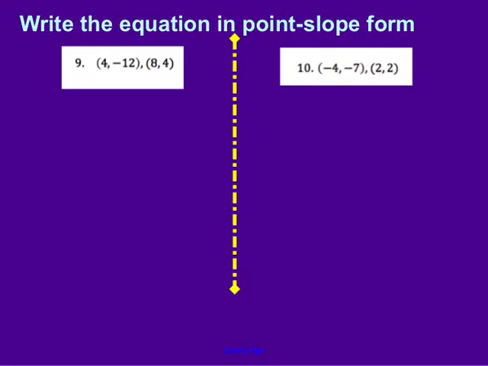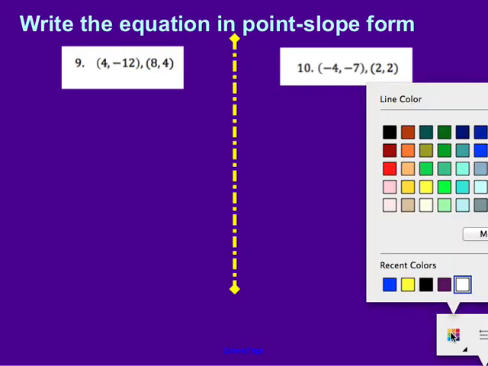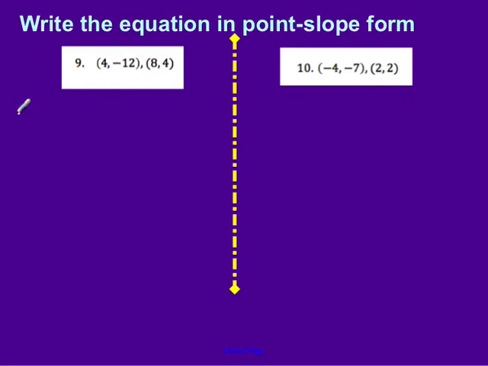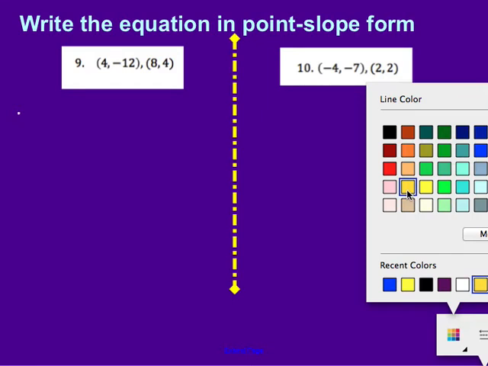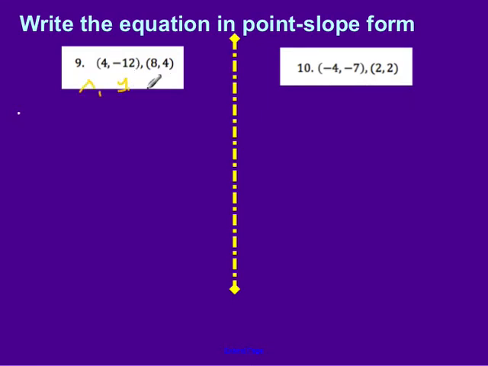Let's take a look at number 9. When you're doing these, you have to calculate the slope first. So you're going to do y2 minus y1 on top. What I like to do first and foremost is label my x and my y: x1, y1, x2, y2. So y2 is 4, so I'm going to take y2 minus y1. Now remember that when you subtract a negative, it becomes plus a positive. So that's going to be 4 plus 12. Then on the bottom, we're going to have 8 minus 4.